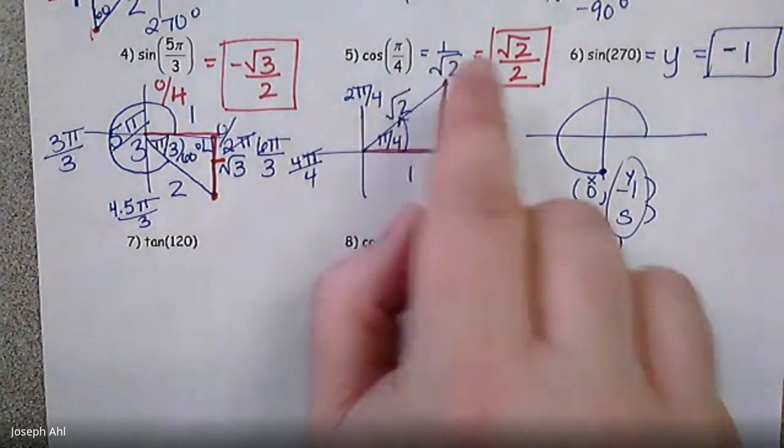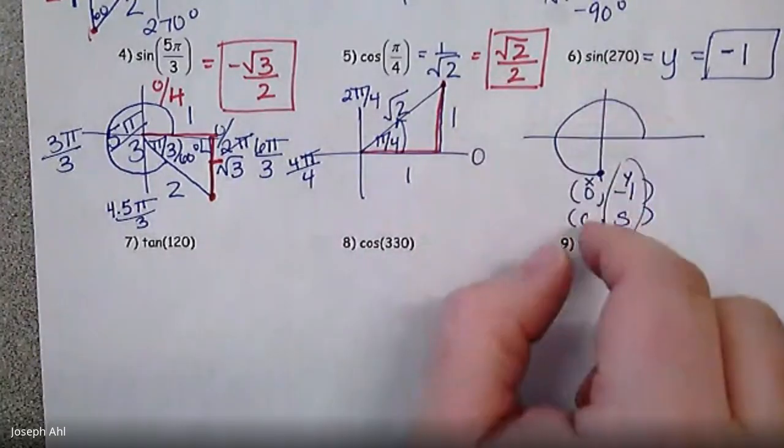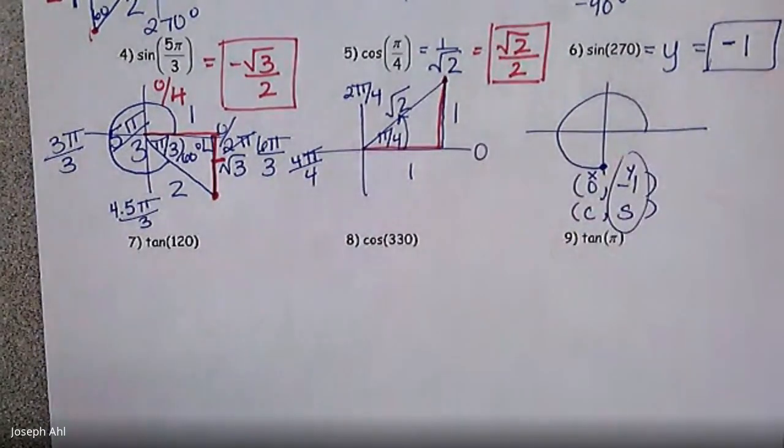And we should be able to do then any quadrantal knowing that sine is y and cosine is x. We can do some others. Promise we're going to do more with this.